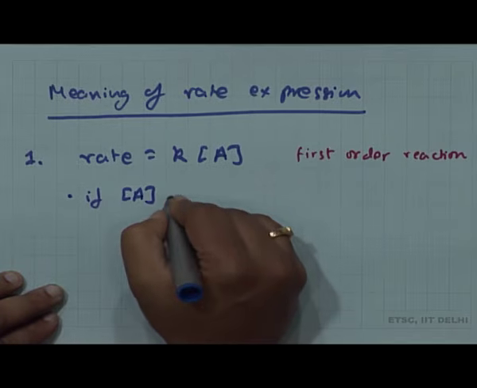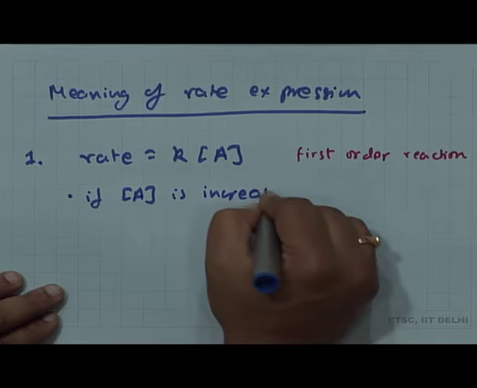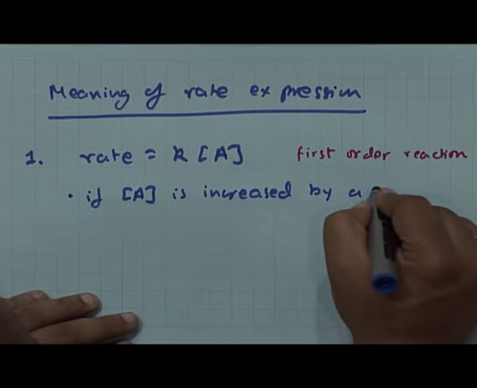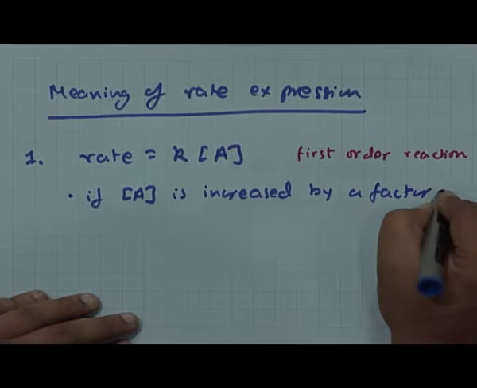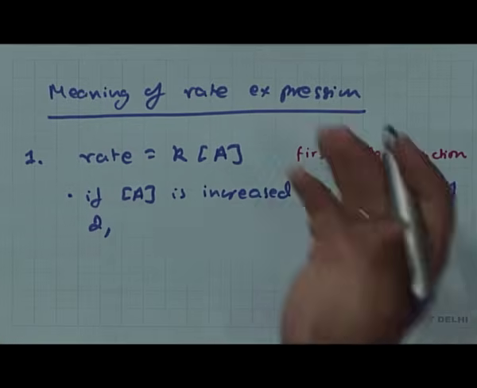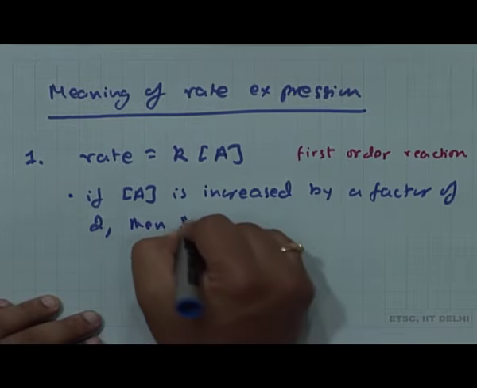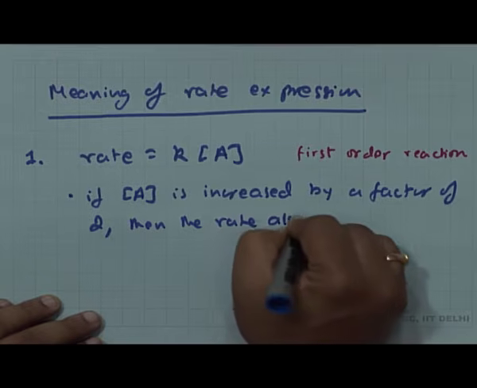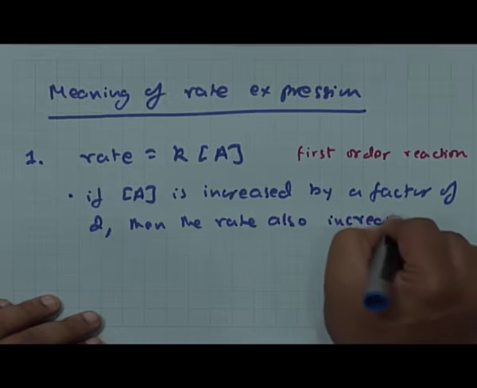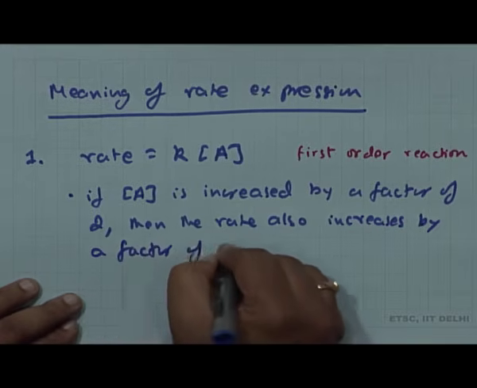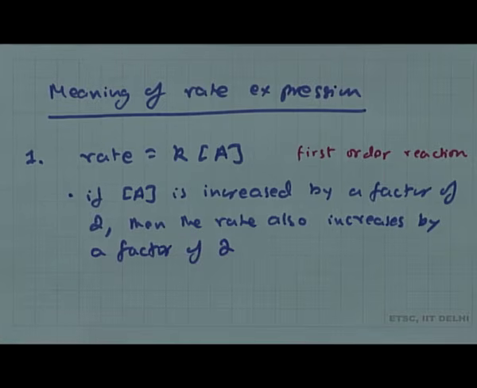This is a first order reaction, which means that if the concentration of A is increased by a factor of 2, then the rate also increases by a factor of 2. Straightforward, right? Rate is equal to K times A. So, increase concentration A 2 times, the rate also increases 2 times.